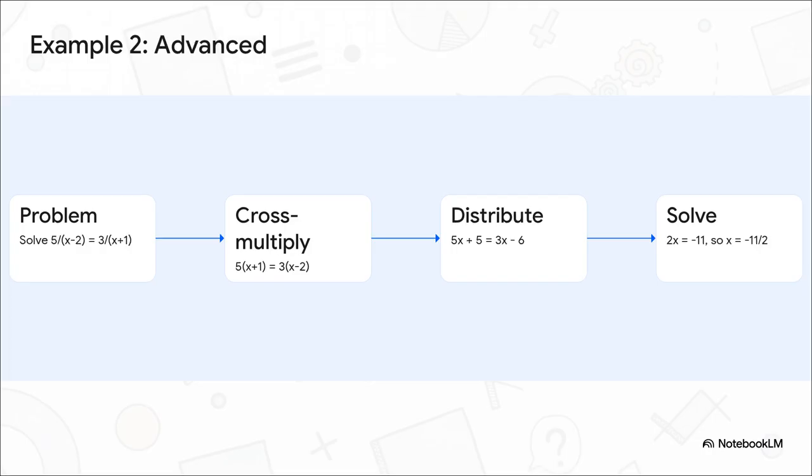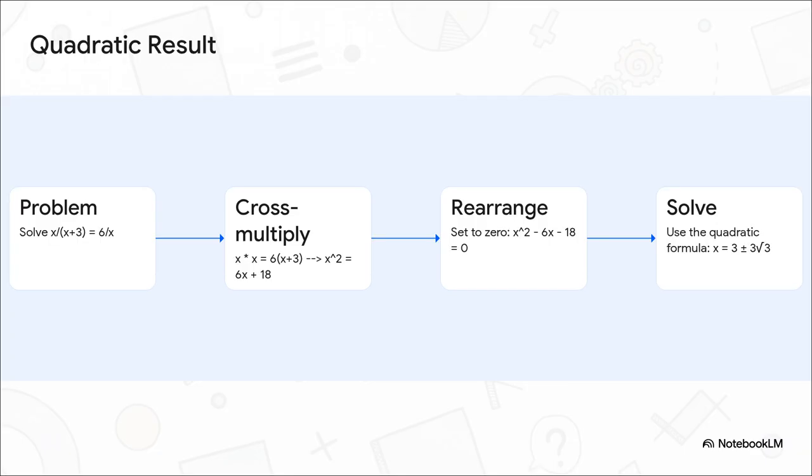Okay, let's level up a little. Now the variable x is hanging out in the denominator. But hey, the process is exactly the same. We cross-multiply, and we get 5 times the quantity x plus 1 equals 3 times the quantity x minus 2. Now this next step is absolutely critical. You gotta distribute. That gives us 5x plus 5 equals 3x minus 6. From there, it's just some basic algebra to get x by itself, and we find out that x equals negative 11 over 2.